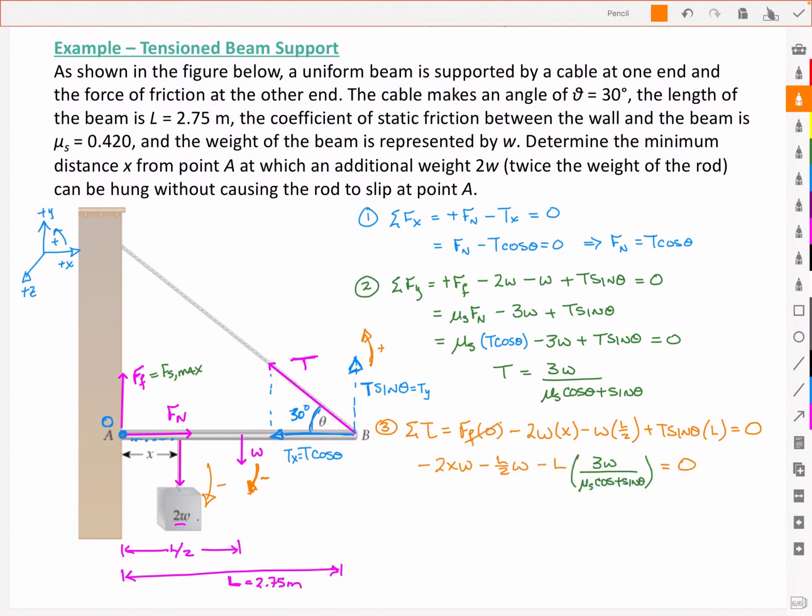So I've just substituted in for my T or my tension from up above. I can simplify by noticing that the W is going to cancel out from all three terms. And if I solve for x, I'll find that I've got this term. And so if I plug in all of the values, I'm left with a minimum distance of 0.796 meters. Any closer than that, and the torque due to that additional extra weight of 2W will be too large for the friction to hold it up. And so it'll pull the rod off the wall.